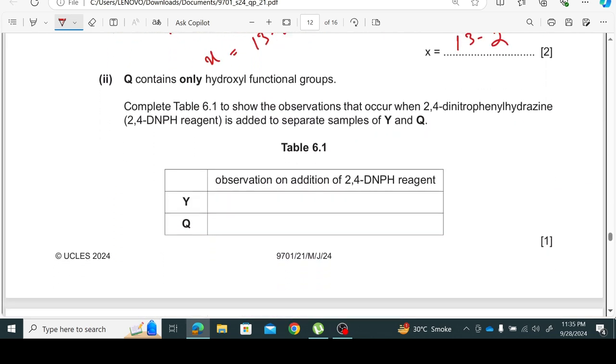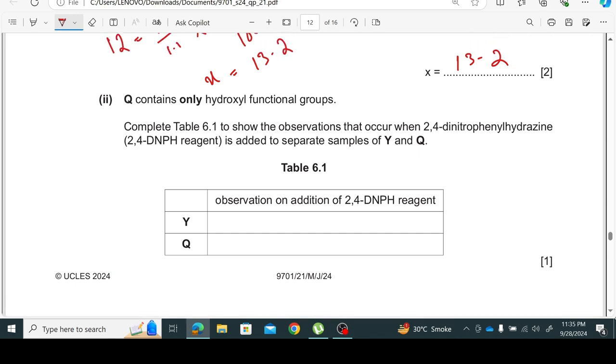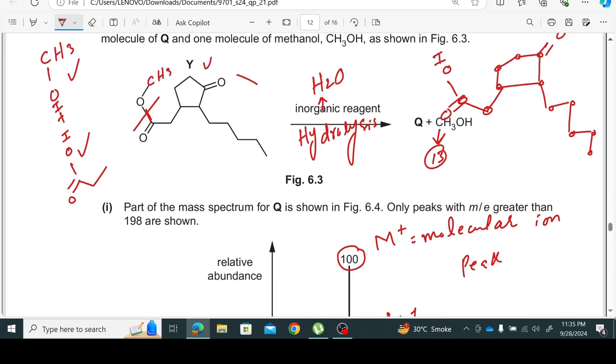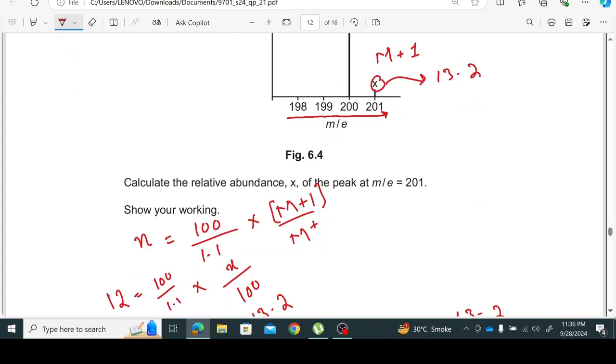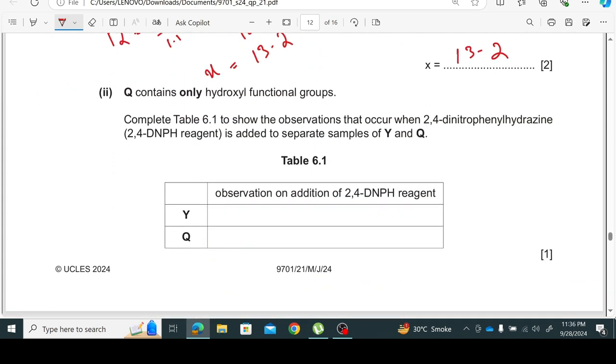Q contains only hydroxyl functional groups. Okay. First one is, where is the Q? He is talking about this. Here it is a carbonyl group, but he is saying it has only hydroxyl groups. Okay, so read this question carefully. He is asking, so first write OH, because he is saying it contains only OH.